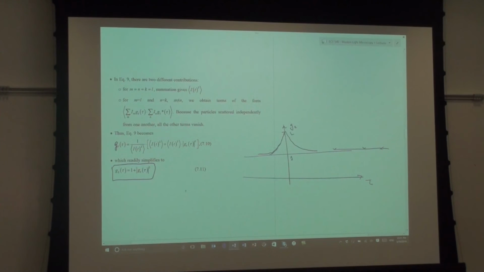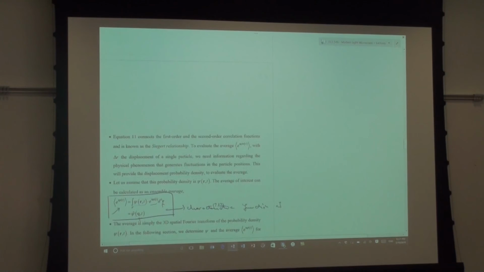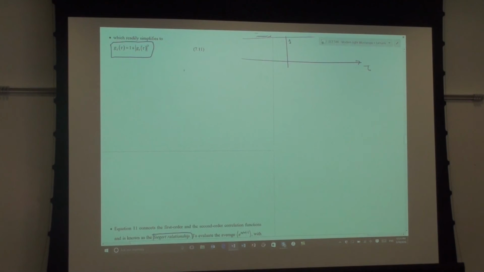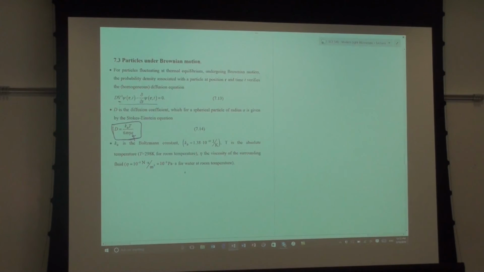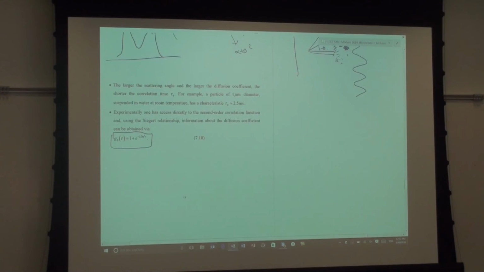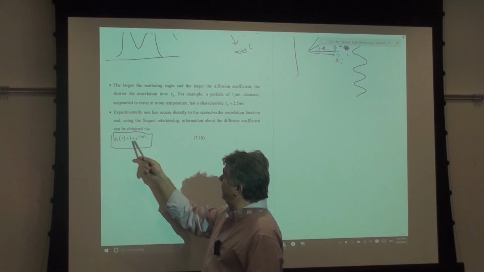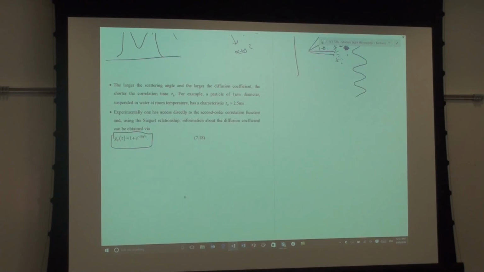Okay? So this background thing is more of a practical issue, but the idea is that now G2, by the way, this has a name, it's called the Siegert relation. Connection between the intensity correlation and field correlation. And basically, at the end of the day, what you have is this. I measure this, I subtract the background, I end up with an exponential that has D in it. And that's it. Okay?